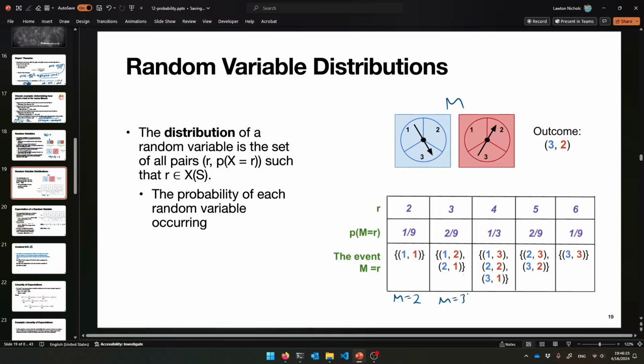What are all the ways for the random variable to be 3? Well, the blue could be a 1 and the red could be a 2. Or the blue could be the 2 and the red could be the 1. That's the only way for them to add up to 3 and have the random variable give you back that sum, right?